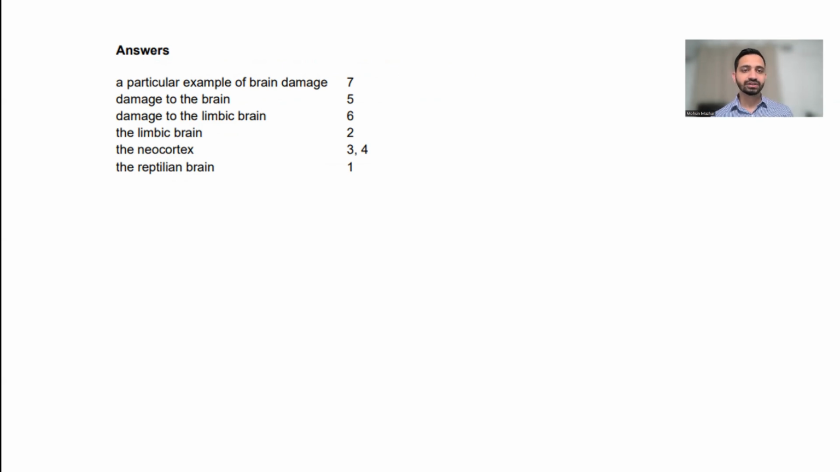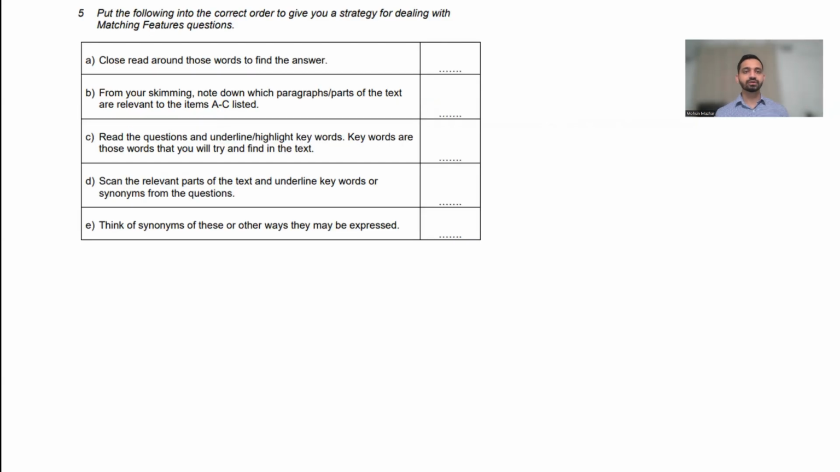All right, a particular example of brain damage is paragraph 7, damage to the brain is paragraph 5, damage to the limbic brain is paragraph 6, the limbic brain is 2, the neocortex is 3 and 4. Okay, so you've got 3 and 4, two paragraphs talking about it. Reptilian brain is paragraph number 1. Right, I hope you got the answers right.